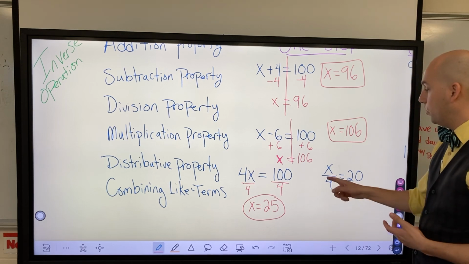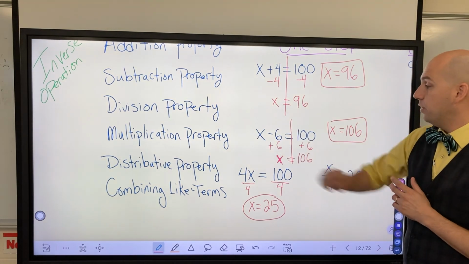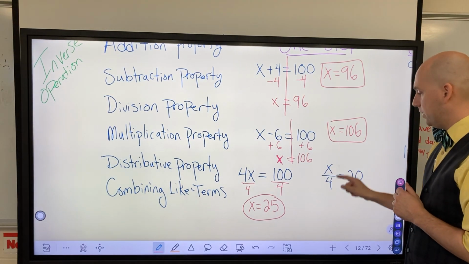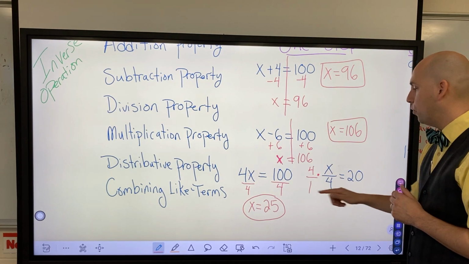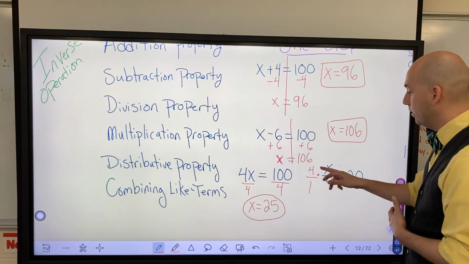And you might guess here what I'm going to do. I'm going to use that inverse operation, multiplication, because this is division, and I'm going to multiply by 4. Now, I will use 4 over 1 just to kind of help you understand.